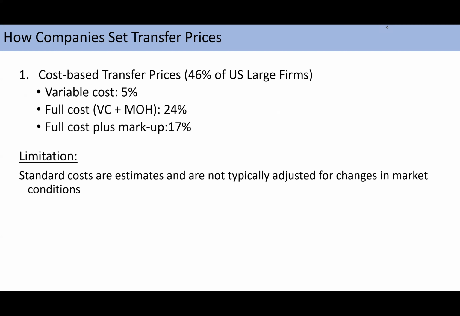So in this case, the selling unit might not want to sell within the firm and prefer to sell to outside customers if the transfer price is set too low. And the buying unit may not want to buy from the internal market if the transfer price is set too high, because they can always buy the same product from an external supplier.